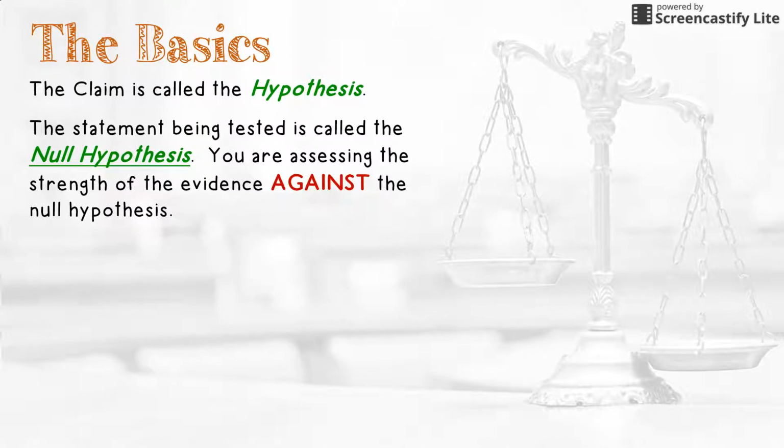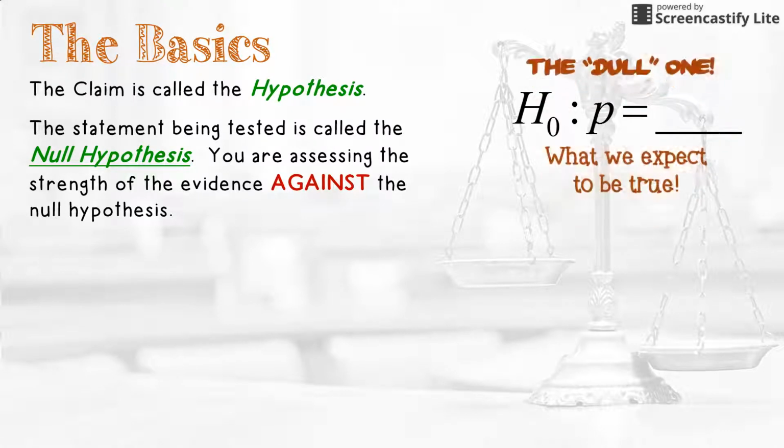And it's usually called the null hypothesis. And you're always going to be assessing the strength of the evidence against the null. You always assume that the null is true. And unfortunately, it's the dull one. It's what you expect to be true. It's nothing is fishy. The die is fair. The coin is fair. The deck is half red, half black, things like that.